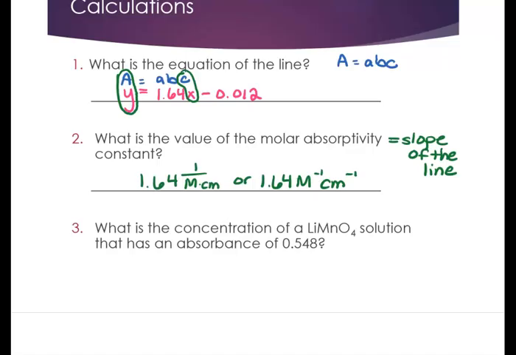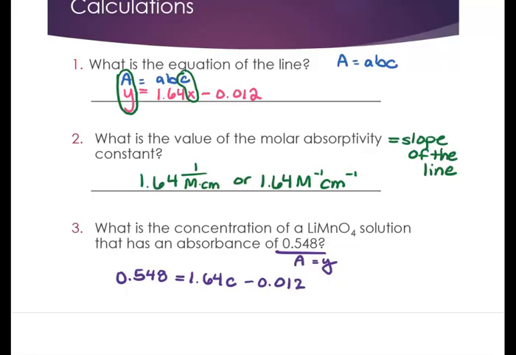So we said that absorbance, A, is the same as my y variable. So in my equation here, instead of y, I'm going to put 0.548 equals 1.64. And I said that my x is my concentration, so I'm going to put that C there for concentration, minus 0.012. So now I'm going to rearrange my equation to solve for C.